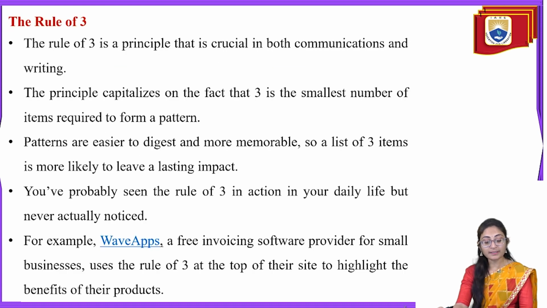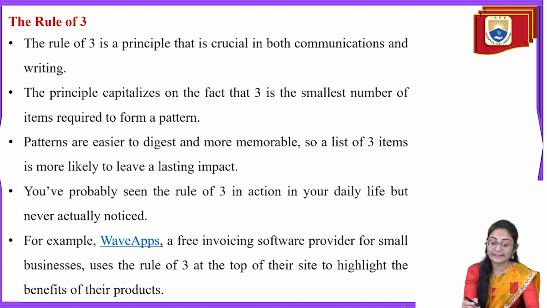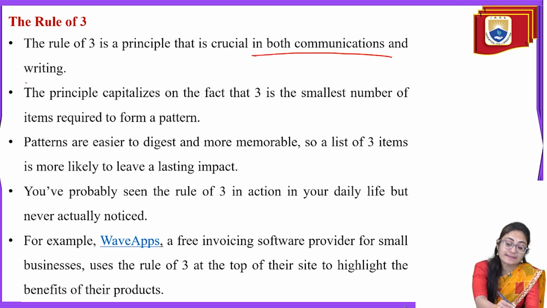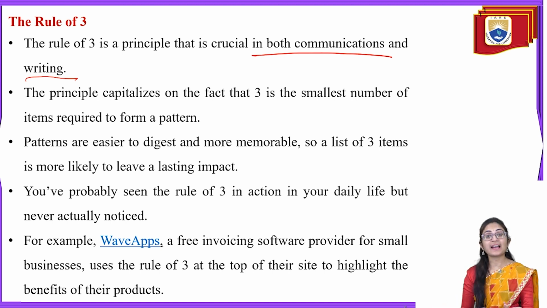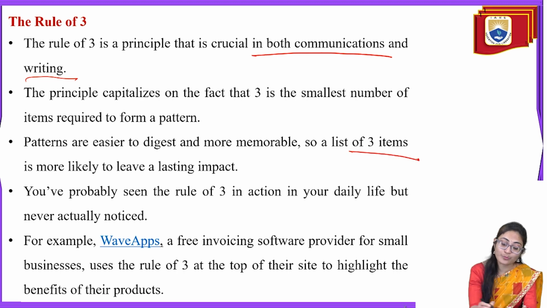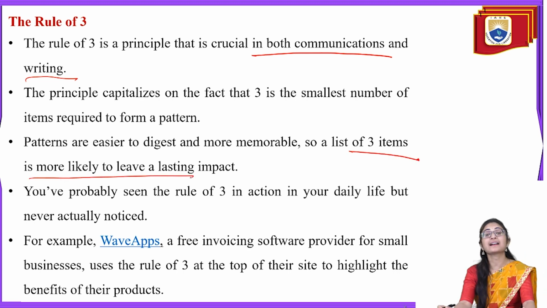Now, the third one is the rule of three. The rule of three is a principle that is crucial in both communication and writing. The principle capitalizes on the fact that three is the smallest number of items required to form a pattern. And patterns are easier to digest and more memorable. So a list of three items is more likely to leave a lasting impact.